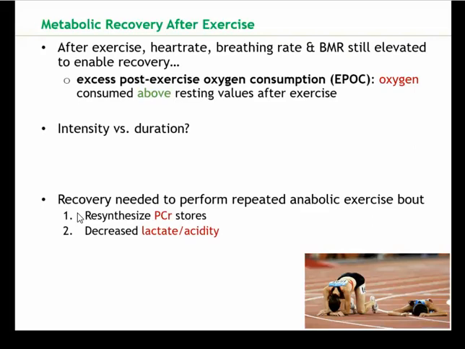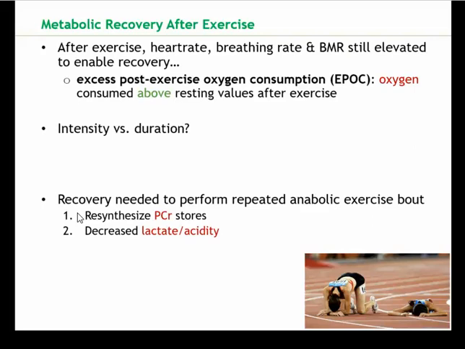And then after about 3 to 8 minutes of rest, our ATP and creatine phosphate will be recovered. We also need a recovery period to decrease lactate and acidity before we do another sprint or another workout or a resistance training workout.